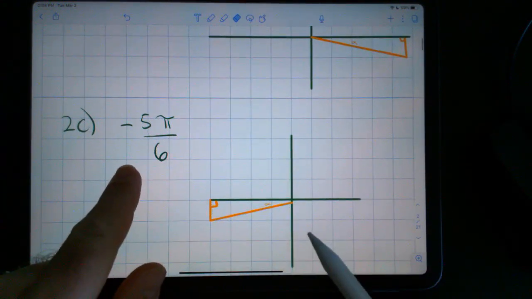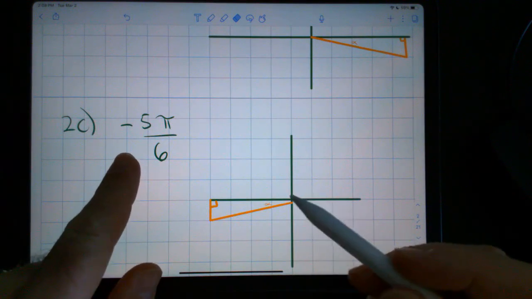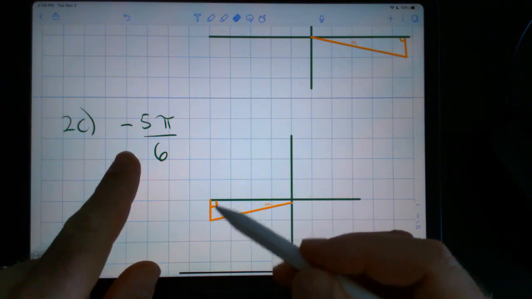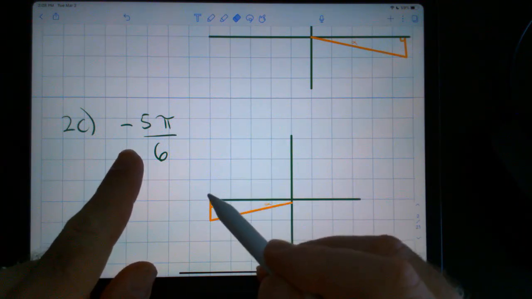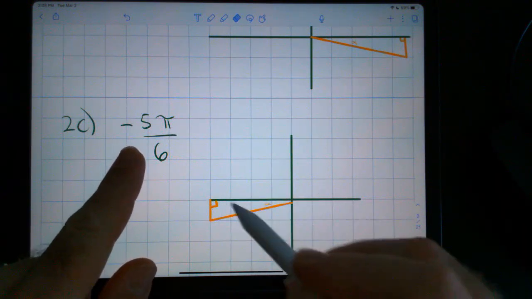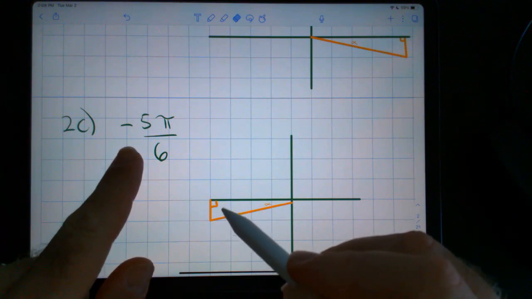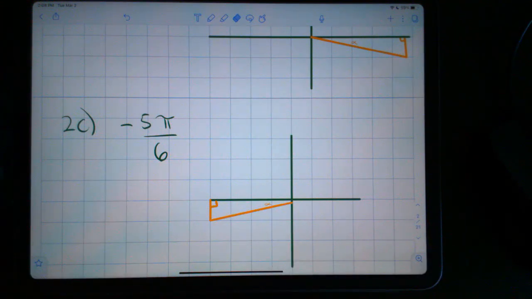Negative 5 pi over 6. This is pi over 6 away from the axis. If this were negative 1 pi, it would be on the axis. But it's a little bit less than negative 1 pi. 30-degree reference angle.